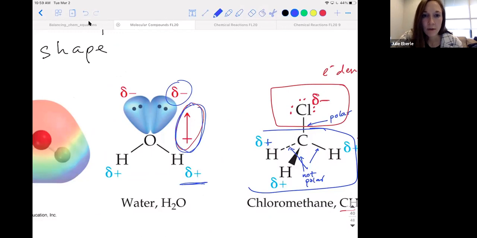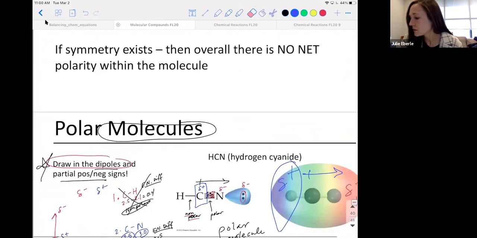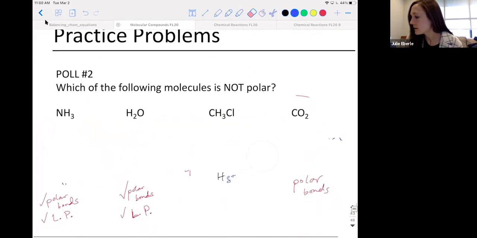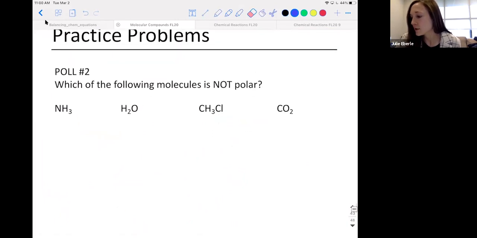So what I want to do is launch a poll question. I want to ask you which of the following molecules is not polar? So think about these. You might want to grab some paper, and you might want to draw out the Lewis structures. You can look at this slide as well, and then we're going to go over this. Which of the following is not polar? And there should only be one correct answer.